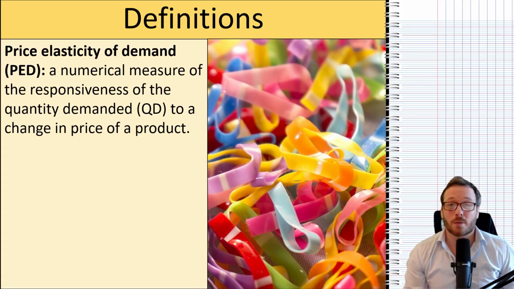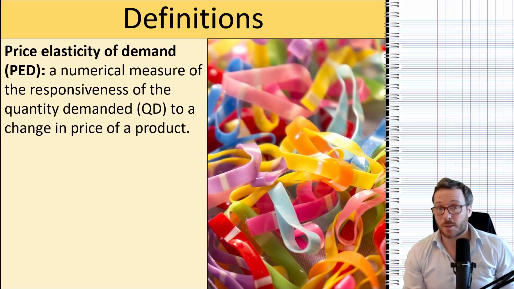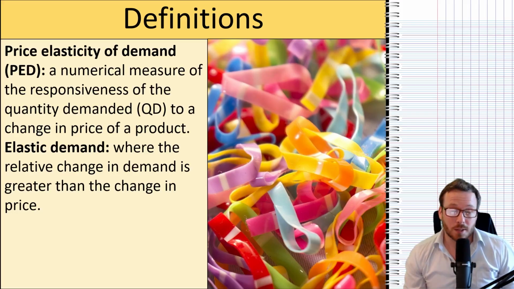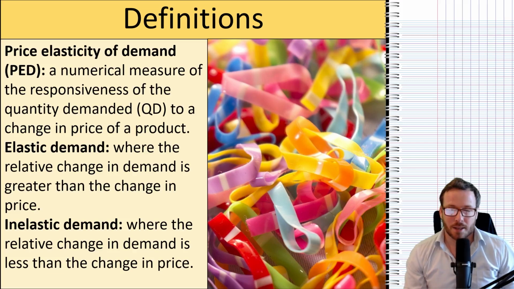A numerical measure of the responsiveness of quantity demanded to a change in the price of a product. I change the price by 10%. Does demand increase by 10% or does it increase by 5%? These have significant ramifications for how much profit I'm going to make in the long run, or initially how much revenue I'm going to make. When it's elastic, it means a small change in price can have a huge impact on the demand of a product. When it's inelastic, it means a large change in price can have a very small change in the demand for the product. And we're going to look at different products and work out what's elastic, what's inelastic, and why.